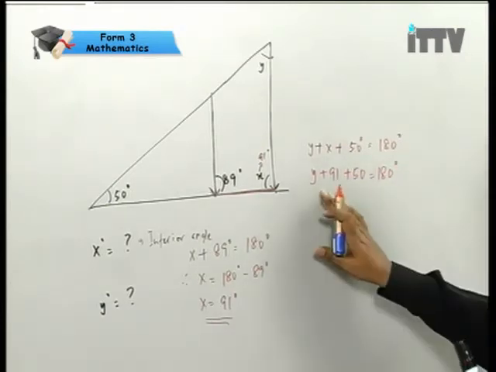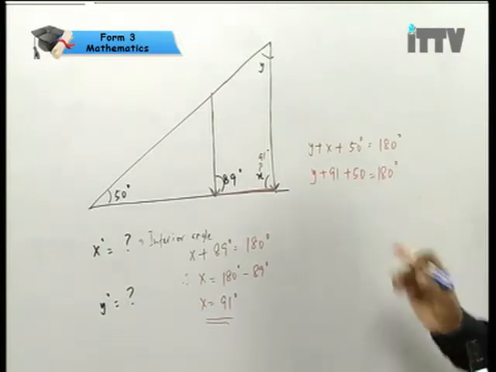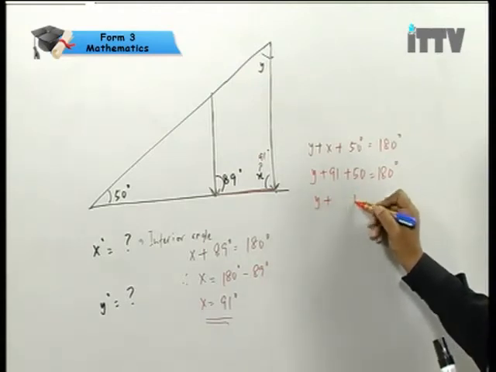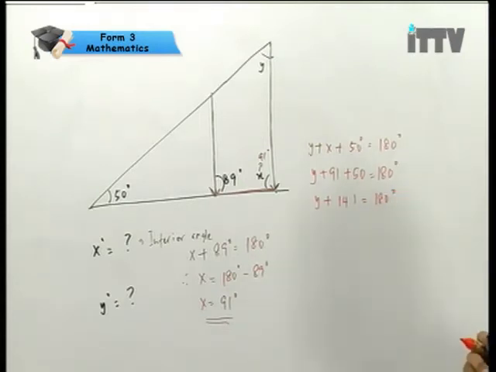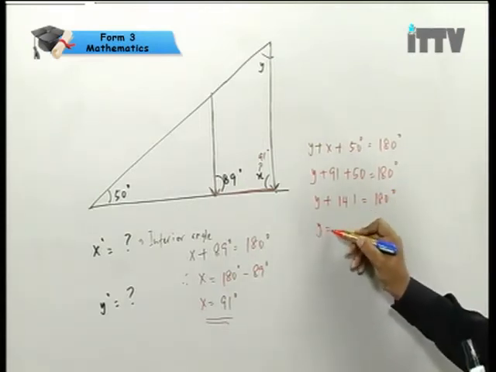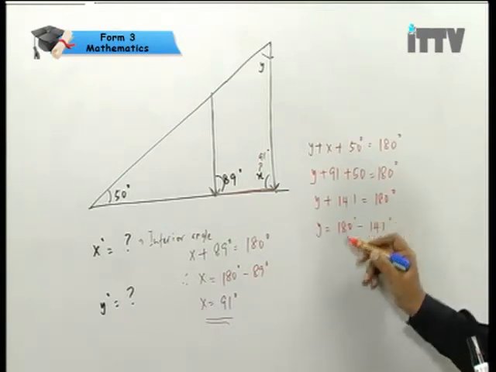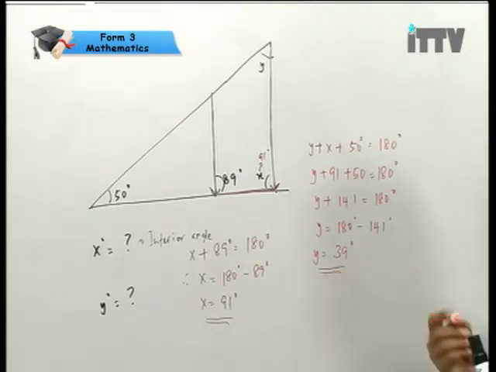To find y, I bring all this total over to the other side. So y plus 141 is equal to 180 degrees. So y therefore is equal to 180 less 141 degrees. y should give you 39 degrees.